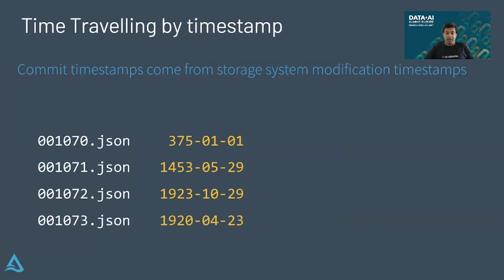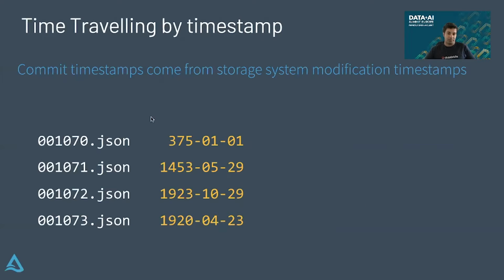For that, we rely on the modification timestamps that are stamped by the storage system with Delta. Whenever you commit a transaction, the storage system will assign a modification timestamp to this file. And we'll use those as the timestamps to decide where to go. But when you're using distributed systems such as Amazon S3 or Azure Data Lake, you can actually observe clock skew, and these systems do not guarantee monotonically increasing timestamps.